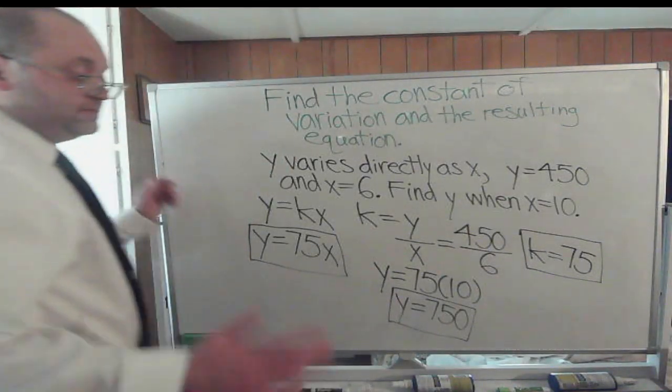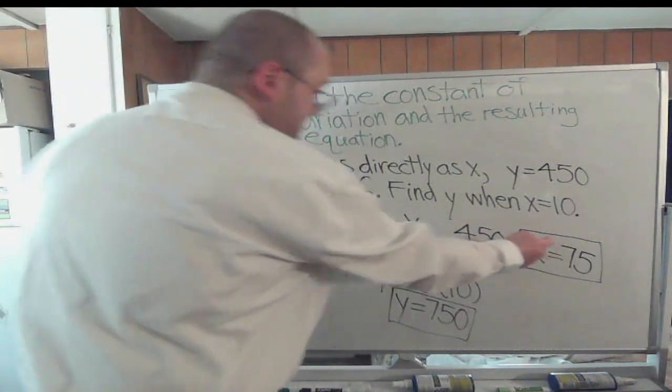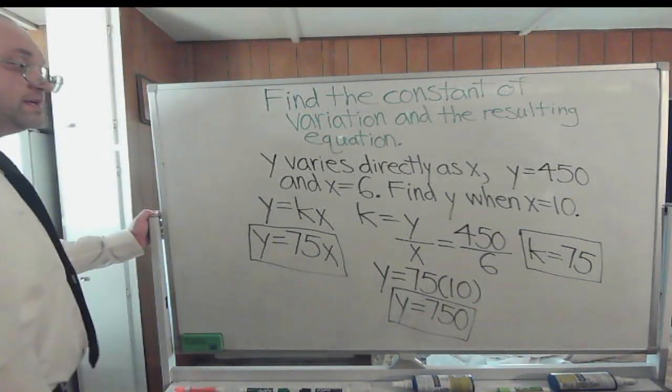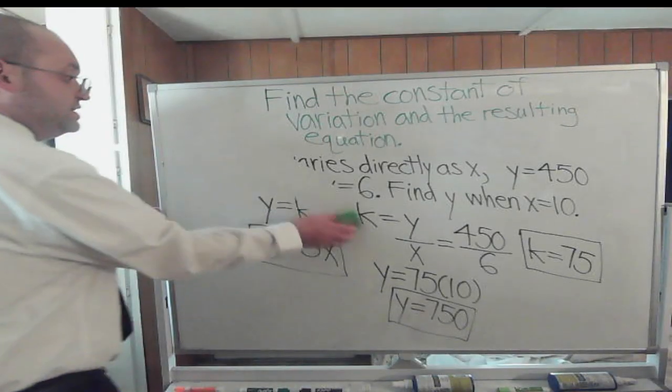But in order to have obtained that result, first you have to find your constant of variation, then the new equation, and then you can come out with your final result. And I got more examples like this.